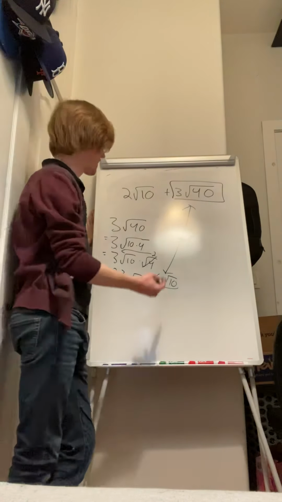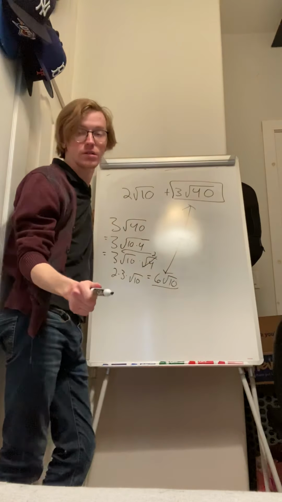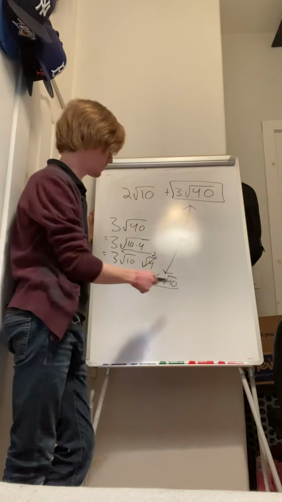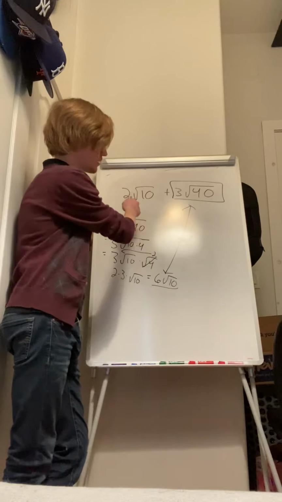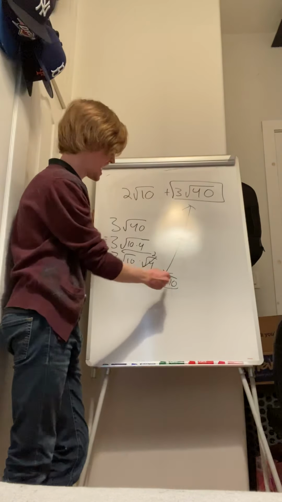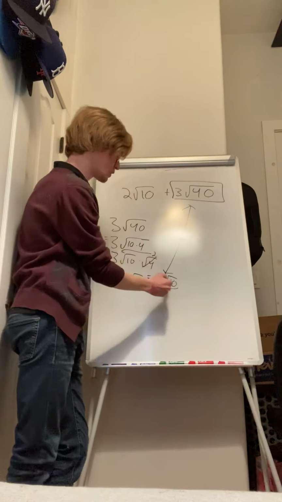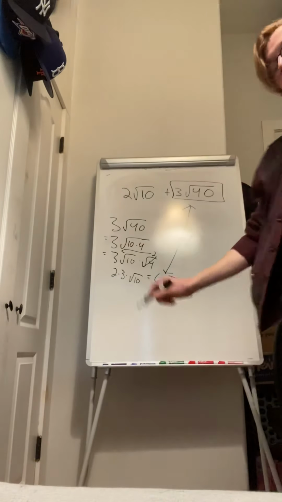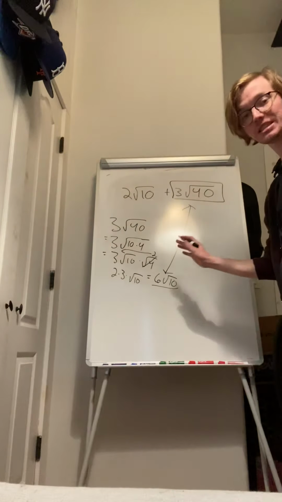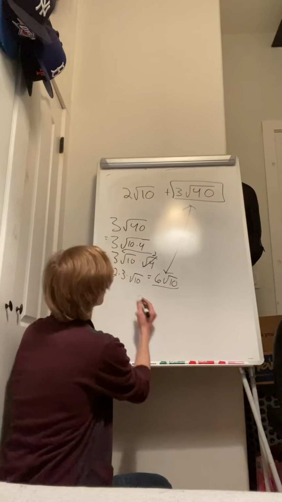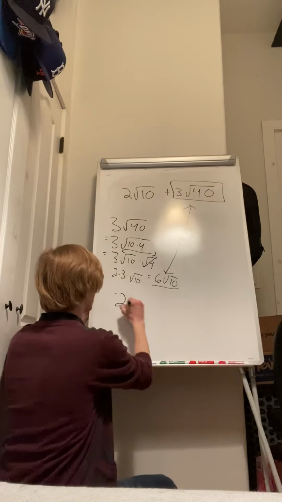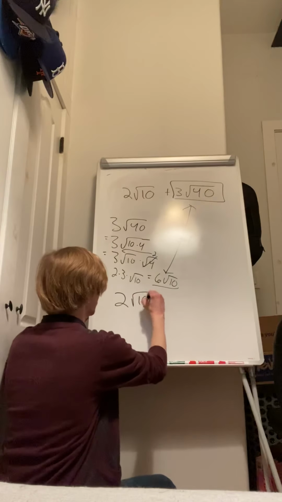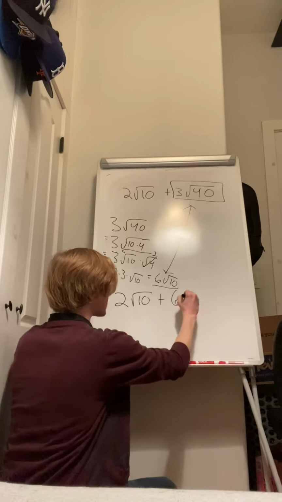So, now, think about if there are any moves you can make to actually simplify this expression further. Because now we have 6 square roots of 10 written instead of 3 square roots of 40. So let's rewrite that problem all the way so that you can see what I'm asking. So, 2 square roots of 10 plus 6 square roots of 10.